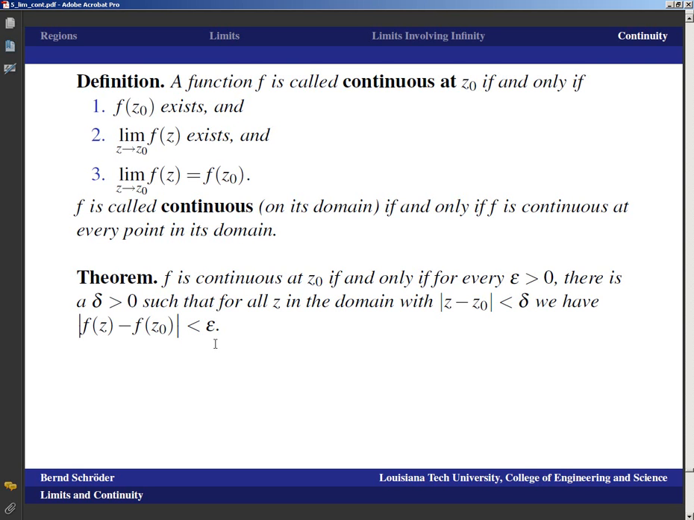But notice, and I went a little bit fast here, notice that of course the big thing about continuity is that continuous functions are the ones for which limits work out nicely, where you get limits by just plugging in the number.